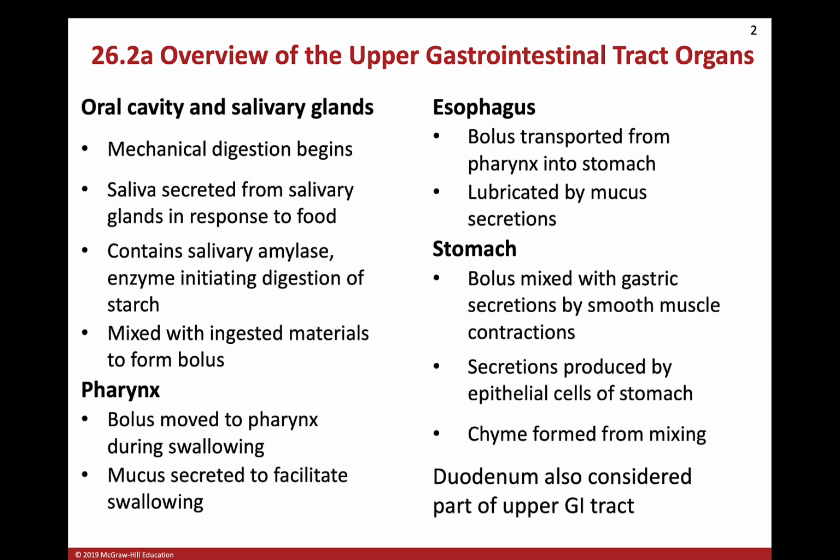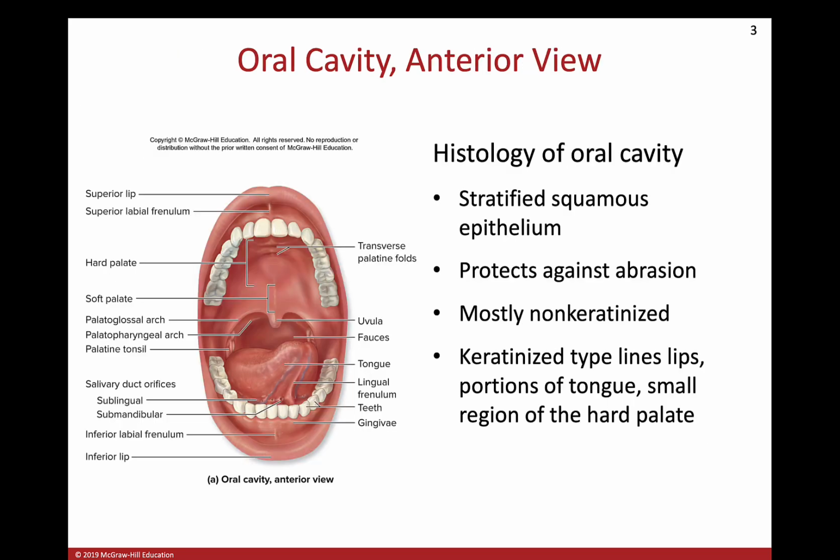Now, here we see an image of the oral cavity, and it's not my intention to spend a lot of time or focus on either the oral cavity or teeth. Unsurprisingly, the histology is stratified squamous epithelial tissue because this is an area where there is mechanical stress. The majority of this stratified tissue is non-keratinized. There is some keratinized type which lines the lips, portions of the tongue, and a small region of the hard palate.